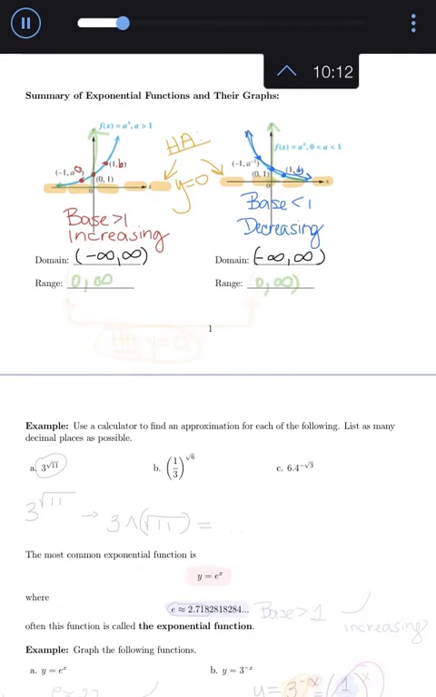Now be careful. What we are actually going to put at 0 is a parentheses, not a bracket. The reason why we're using a parentheses at 0 and not a bracket is because we have a horizontal asymptote at y = 0, which means we're going to get close, but we're not going to actually touch it. So we can't actually include 0 in our range because it's an asymptote.